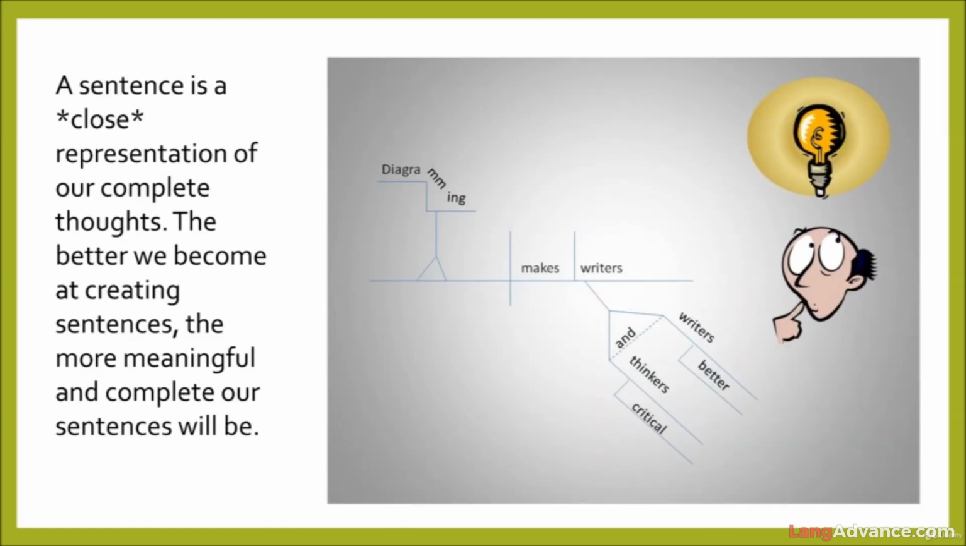As there is no one-to-one correlation between any thought and any set of words used to express that thought, we cannot truthfully define a sentence as a complete thought. We can, however, define a sentence as a close representation of a complete thought. The closer to our thoughts we can make our sentences, the more effectively we communicate.